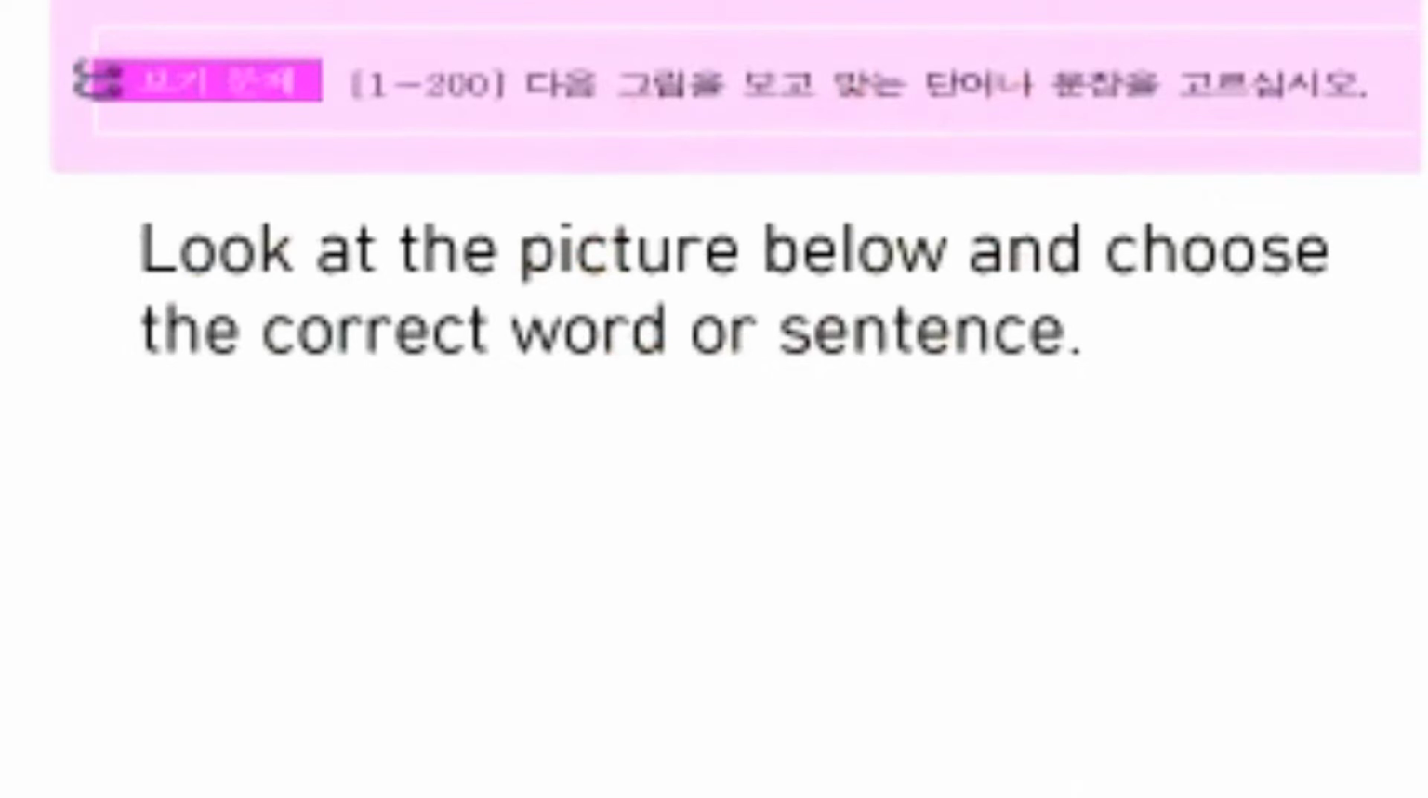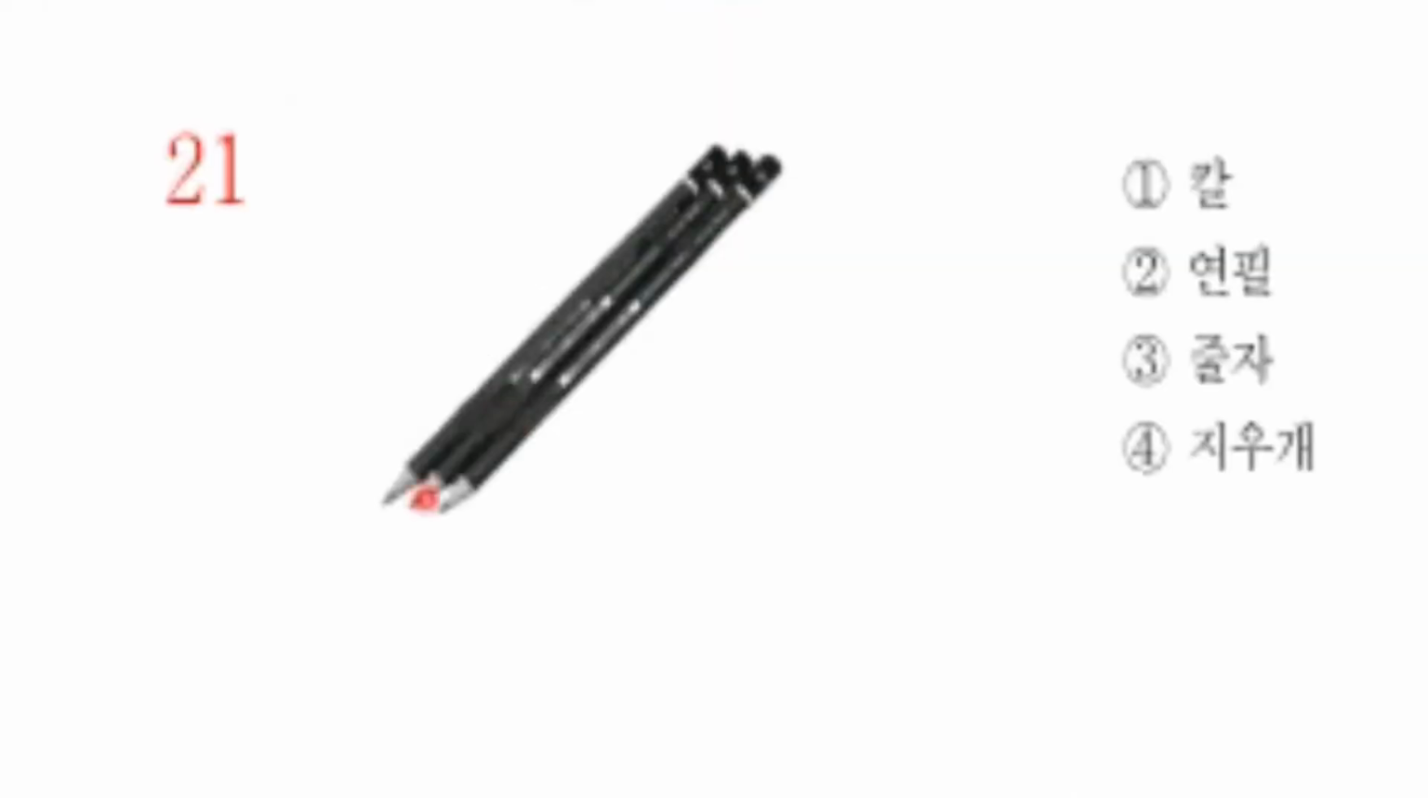Okay? So let's go. Number 21. As you can see here, ito ay isang lapis, right? So pencil. So ano ang pencil sa Korean? Let's see. Nakita niyo na po ba yung sagot? So 연필이에요. Okay, it's 연필, number 2. 연필 is pencil. Okay, so anong nakasulat sa number 1?